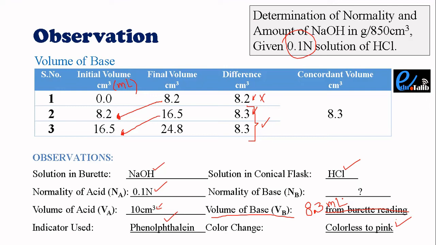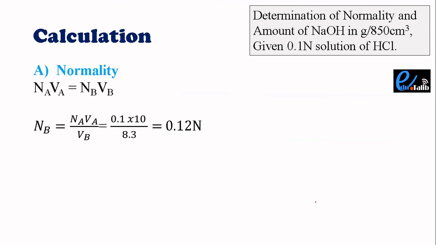Next, what I have to do is the calculation. Moving to the calculation, first you have to calculate the normality. The formula for calculating the normality is Na Va = Nb Vb, where Na and Va are the normality and volume of the acid, and Nb and Vb are the normality and volume of the base. So this is the formula. We may write it like this, and putting the value of Na, the normality of acid, this is 0.1. Once again, I'm marking it here. You have to copy it from here only.